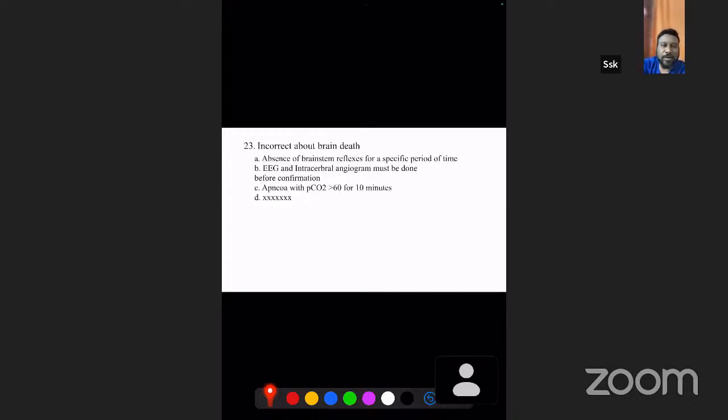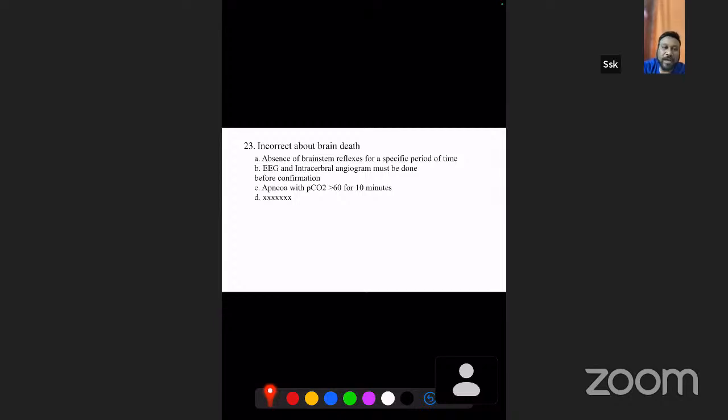Incorrect statement about brain death. What is brain death? You all know brain death is nothing but when the brain stops its function and depends on ventilator and inotropes for the function of the lungs and the heart. So that is what you call brain death. So how are you going to determine brain death? You are going to demonstrate that the patient is not having brainstem reflexes and is not able to take a breath. So option A, absence of brainstem reflexes for a specific period of time.